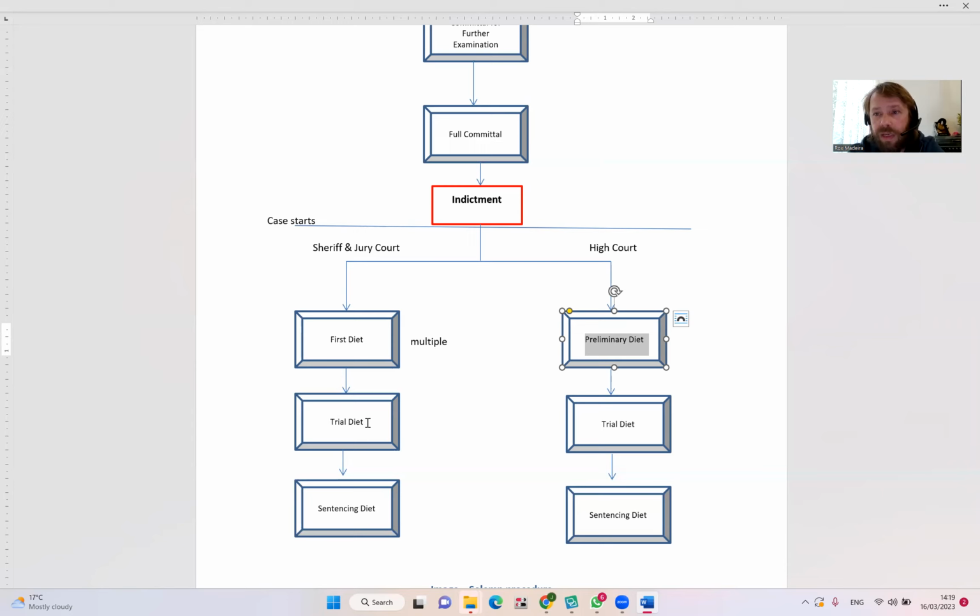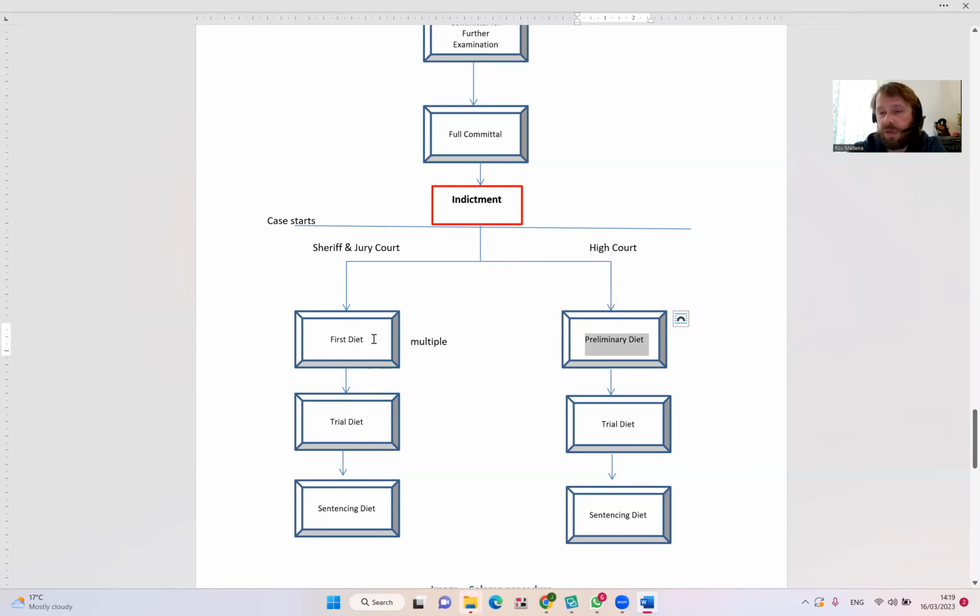So there's actually very limited court time to deal with the cases. So you really want to maximize the efficiency of trial scheduling. That's really the main point of these first diets and preliminary diets, like the intermediate diet: just to make sure that the case is going to go ahead when it calls for trial. So typically you can get multiple of these.